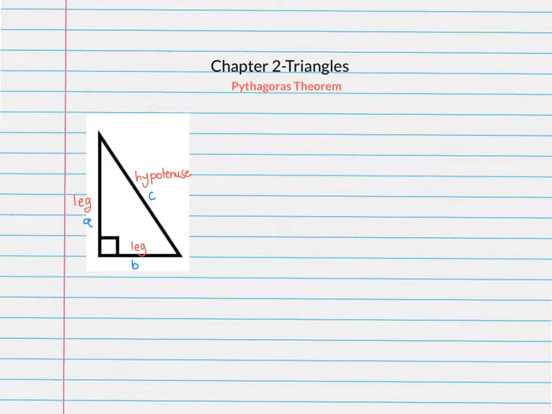What is the Pythagorean theorem or Pythagoras theorem? It says that c squared, which is the length of the hypotenuse to the power of 2 in a right triangle, is always equal to the measurement of one of the legs to the power of 2 plus the measurement of the second leg to the power of 2. This is the Pythagoras theorem and this is fixed for any right triangle.